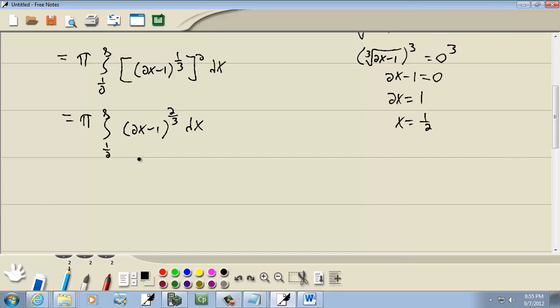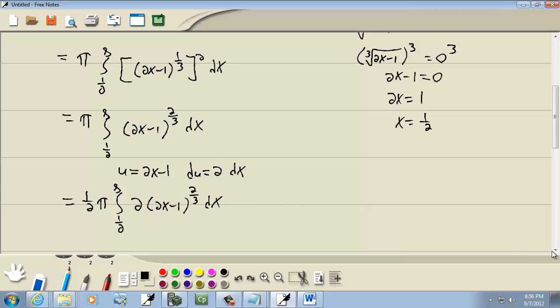Now I'm going to do a u substitution here, and we're going to let u equal to what's inside of parentheses. You got parentheses to a power, that's always one to try. Then du, the derivative of that would be 2 dx. So I need a 2 inside. Well, I'll offset it with a 1/2 out in front, like that. Then we got our 2 inside, dx.